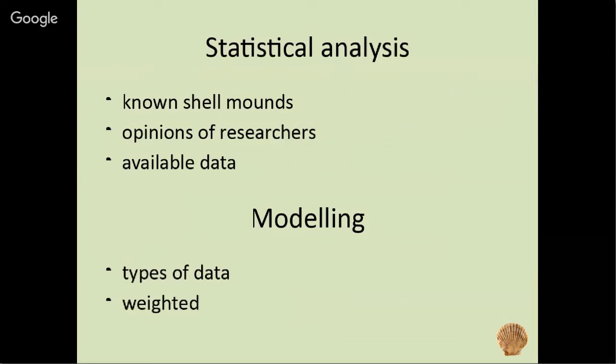This involved two main parts to the study. One was a statistical analysis. This involved looking at known shell mounds, seeing what data we already knew about them, trying to empirically categorize the data, getting the opinions of other researchers who had worked with them, some in Brazil, some abroad, to try and create an expert system, and looking for whatever data was available on the sites. There's a lot of information from past publications. It's not always all the same for all the sites, but we try to fit it into categories that can be measured.